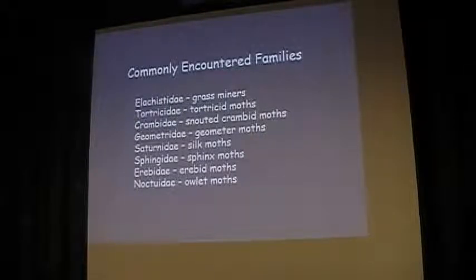So we have some commonly encountered families. Remember, there are about 60 families that occur in West Virginia. So we're just going to look at a small subset of those.